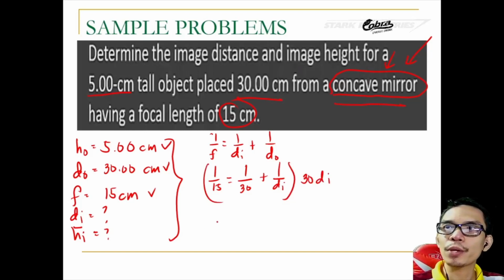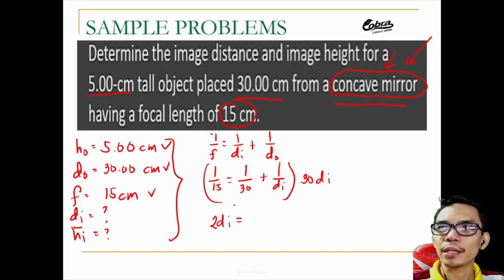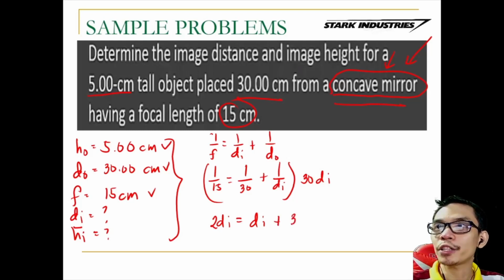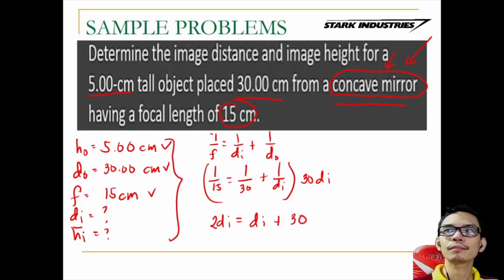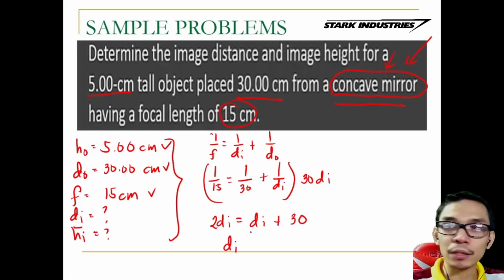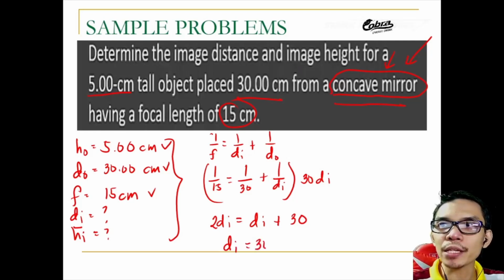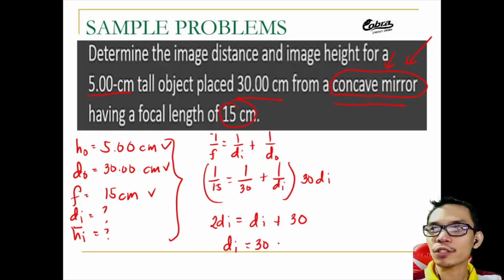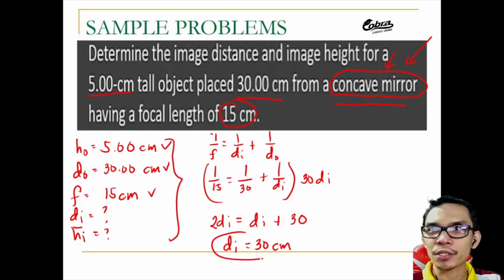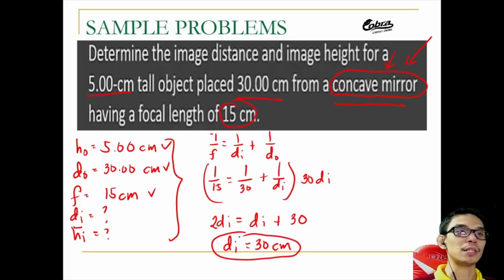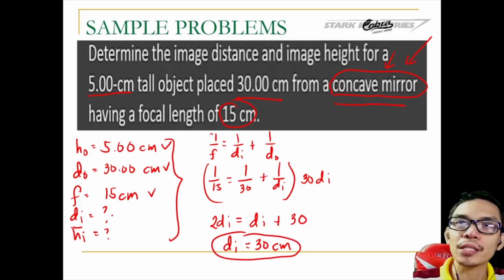So, therefore, we have 2 over here, equals d sub I plus 30. Okay, so there you go. Then upon using algebra on the process, we can get that d sub I is 30. So d sub I is 30 centimeters. So that is the d sub I, and we now have an answer on the distance of the image.